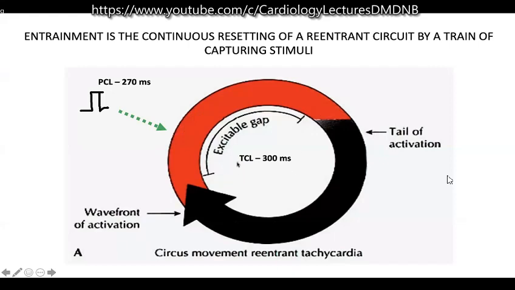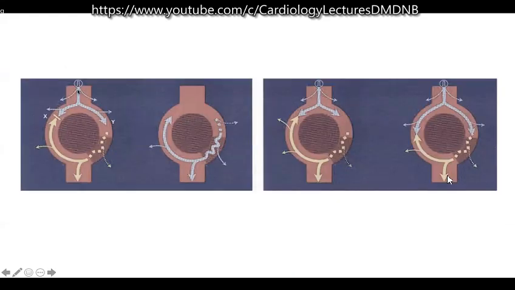Suppose the tachycardia is running at a cycle length of 300 milliseconds, and if my pace is at 270, in this gap I will be able to enter and capture the circuit. So what really happens is when I deliver a pacing stimulus, it splits into 2. On one side it encounters the VT and it gets extinguished.